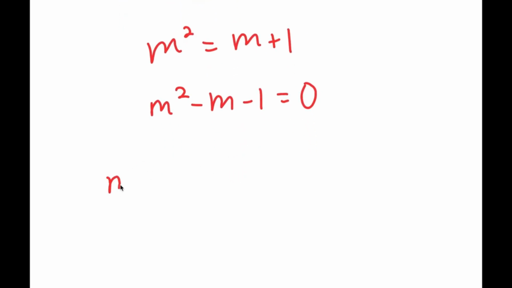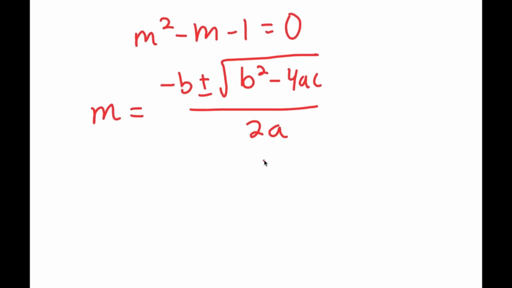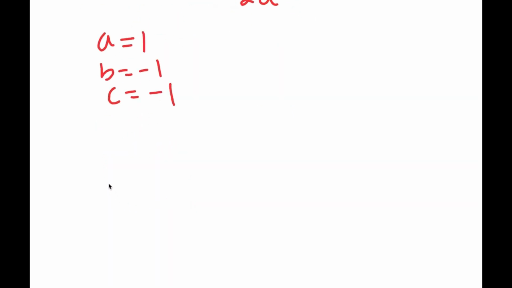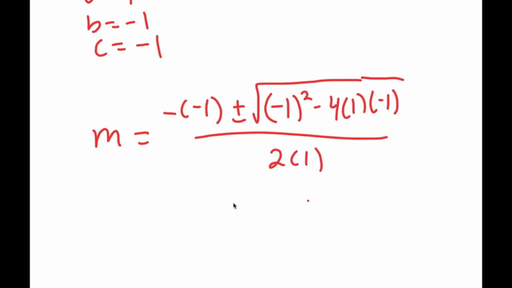Now I'm going to use the quadratic formula to solve this. So the quadratic formula is negative b plus or minus the square root of b squared minus 4ac all over 2a. So in this case, a is 1, b is -1, and c is -1. So I get m is equal to negative of -1 plus or minus the square root of (-1) squared minus 4a, which is 1, times c, which is -1, all over 2a, so 2 times 1.